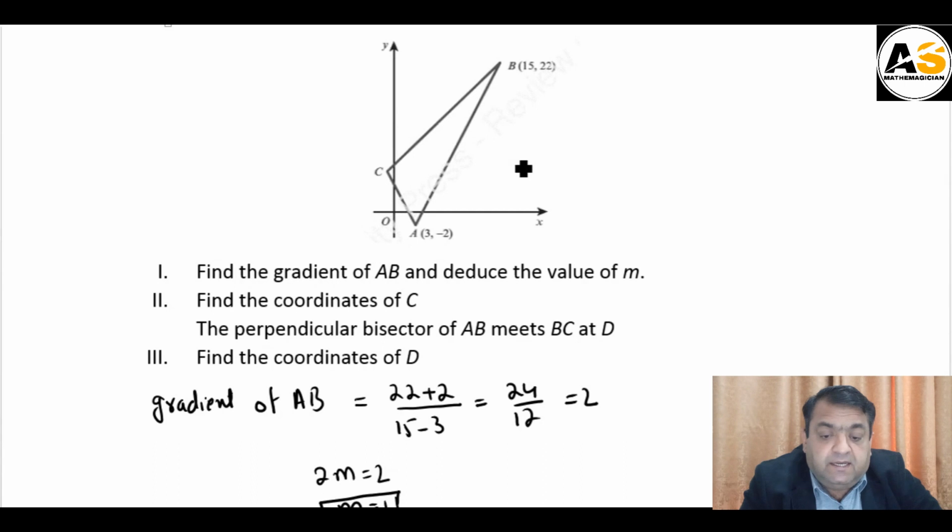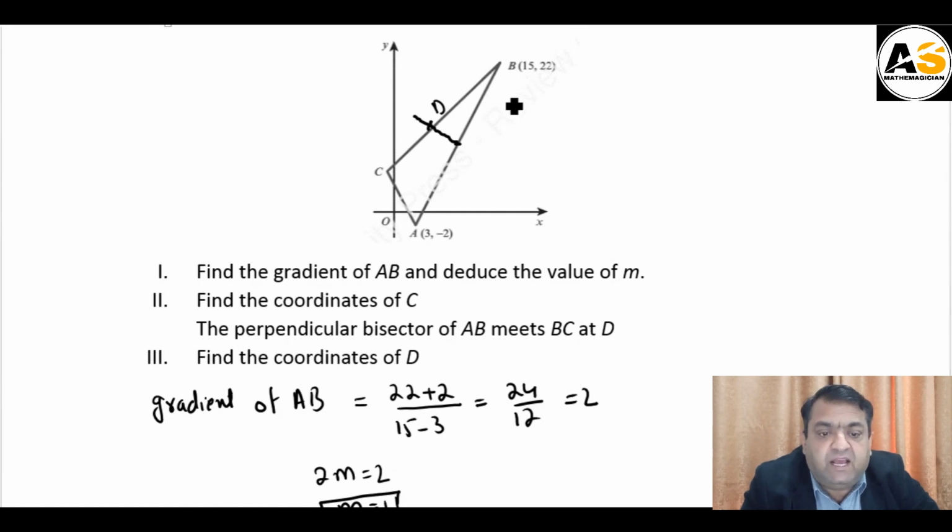Next part, he says that the perpendicular bisector of AB, a bisector passes through the midpoint and is perpendicular to AB. It meets BC at D. This is the point D. We have to find its coordinates. D is the intersection of BC and the perpendicular bisector of AB.